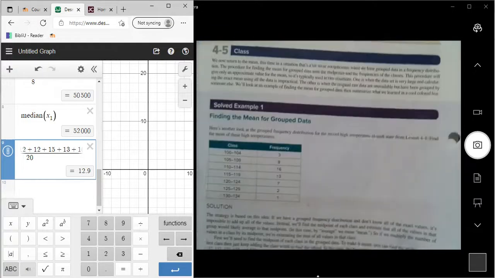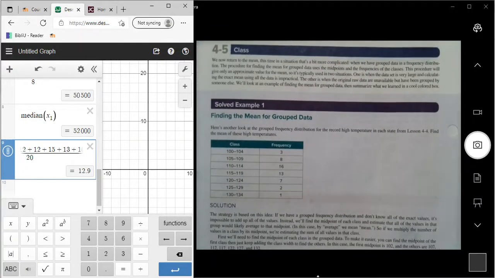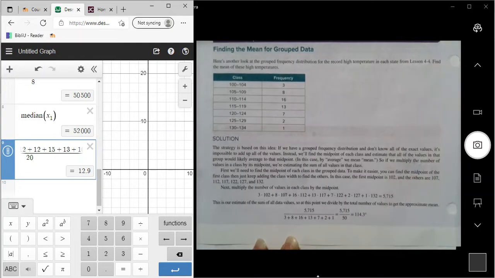Okay, now we go over here to the back. We're mainly going to look here at finding the mean of group data. And what's interesting here is it's in the solved example 1 section. It says finding the mean for group data. Here's another look at the group frequency distribution for the record high temperature in each state from lesson 4.4. Find the mean of these high temperatures.